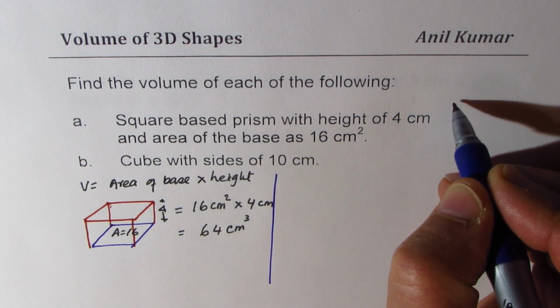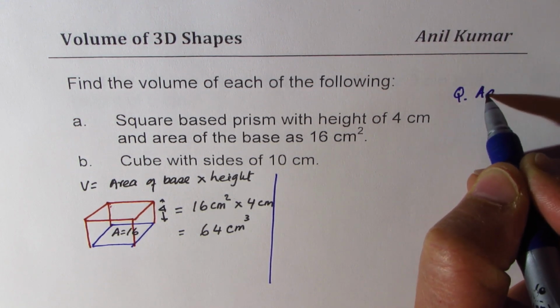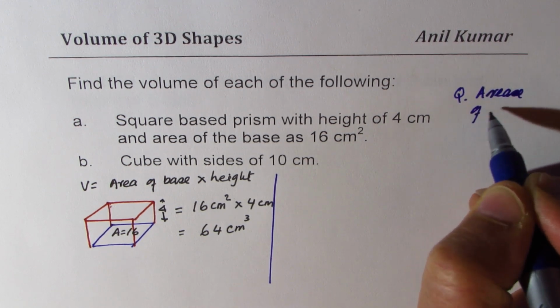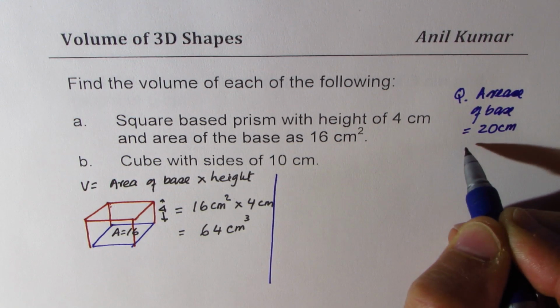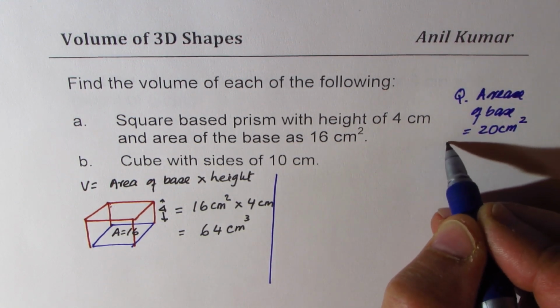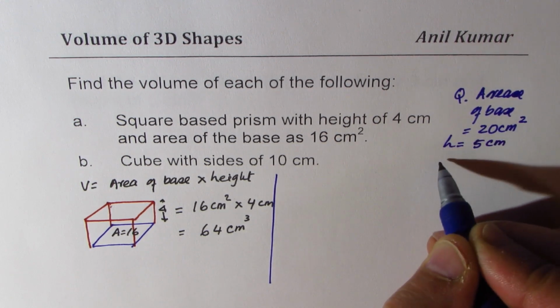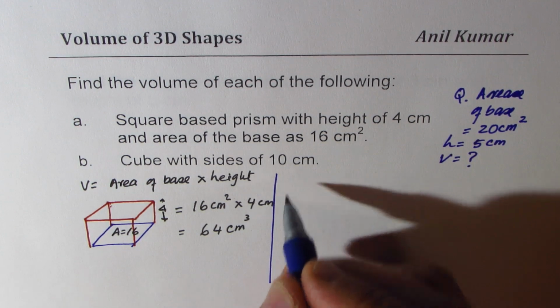Now for you, I can set another question where area of the base equals, let's say, 20 centimeters square, and the height equals, let us say, 5 centimeters. Find volume, right? Now let's do part B.